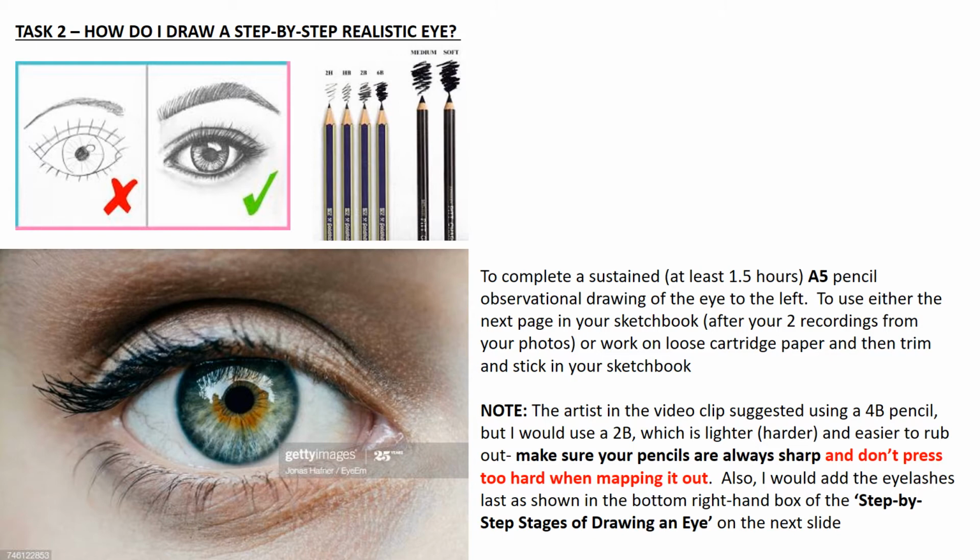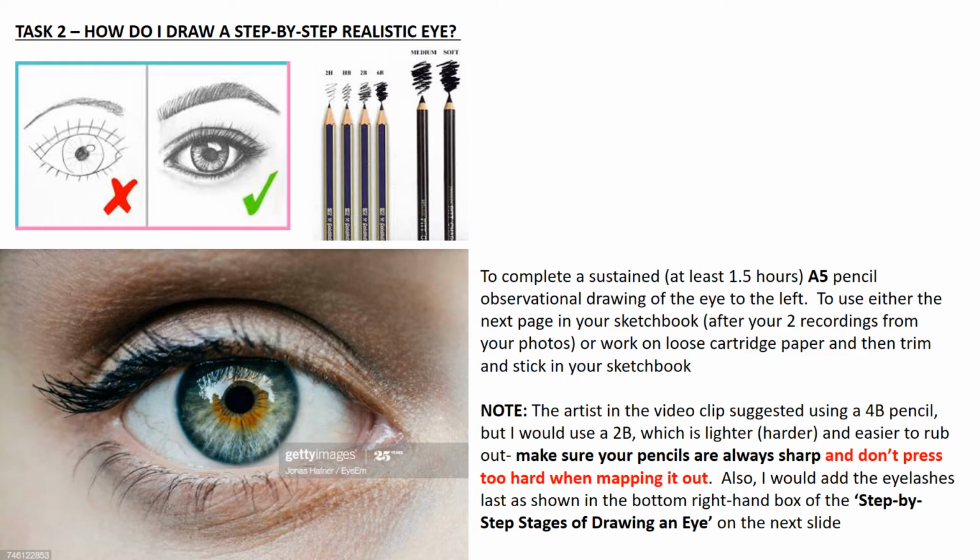The higher the number on the pencil, the softer the lead is and therefore the darker the tone. I want you to complete a sustained drawing, so I want you to spend at least an hour and a half on this drawing. It's going to be A5 size, so it's half of A4. Pencil observational drawing of an eye. The photograph I want you to use is the one on here to the left of the eye. I want you to use either the next page in your sketchbook, so after your 2 recordings from your photos, the last recording that you did was the wet and dry media, or work on loose cartridge paper and then trim and stick in your sketchbook.